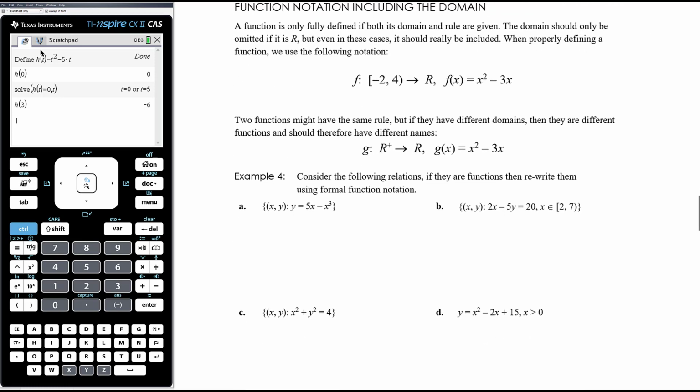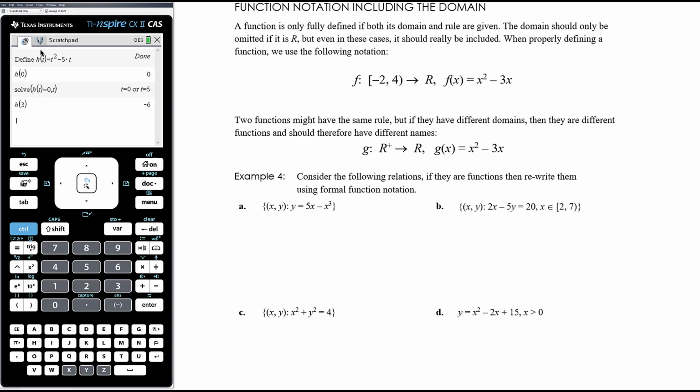Okay, then we get into our formal function notation that includes the domain, and we see this really frequently throughout the methods course. A function is only fully defined if both its domain and rule are given. The domain should only be omitted if it is R, but even in these cases it really should be included in this full formal notation, certainly if we're trying to be precise. When properly defining a function to include the domain and the rule, we use the following notation.